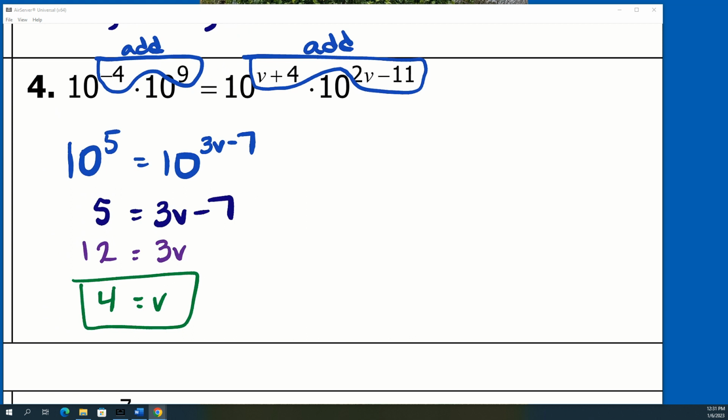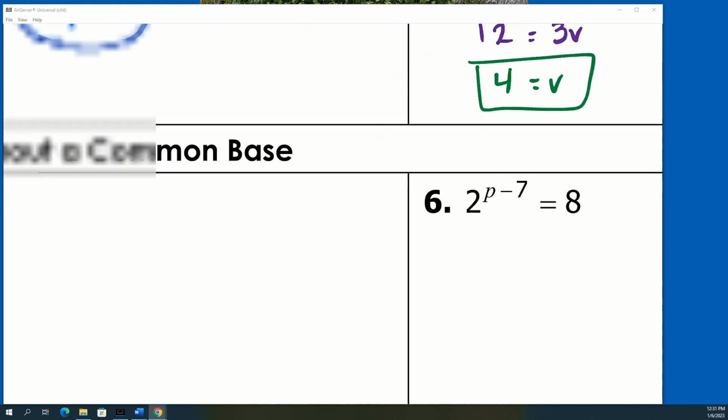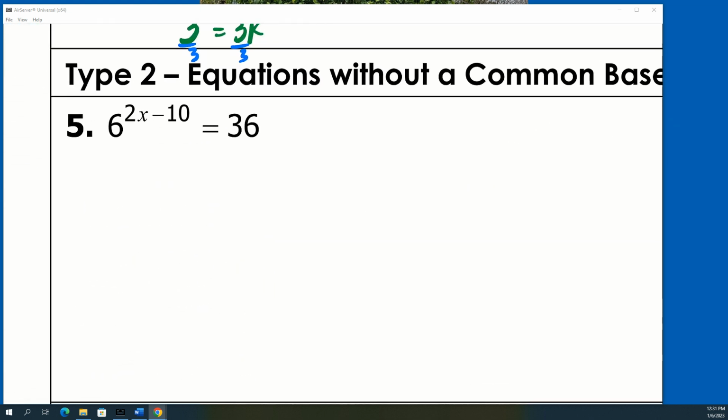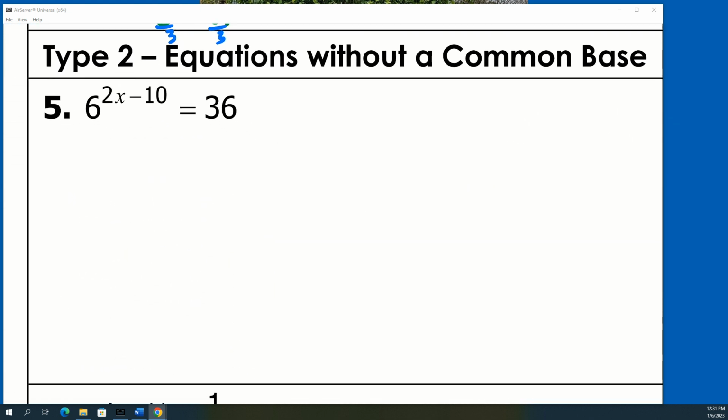All right, now the next 6 are going to get a little more challenging because none of these already have the same base. All right, so on number 5, one side is 6 and the other side is 36. So we have to write them with a common base, or we'll write with the same base.